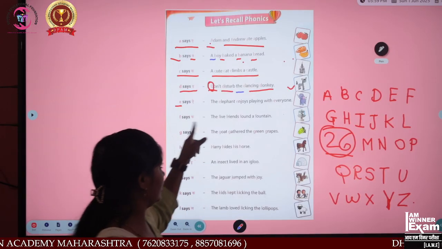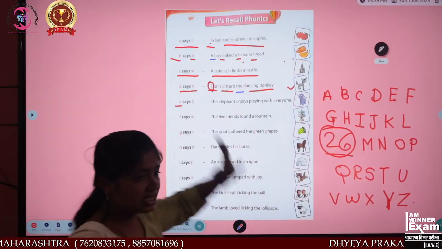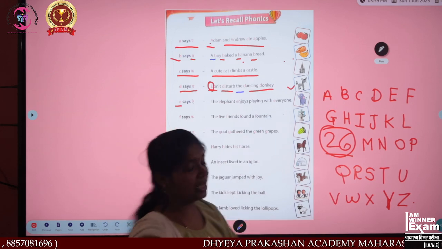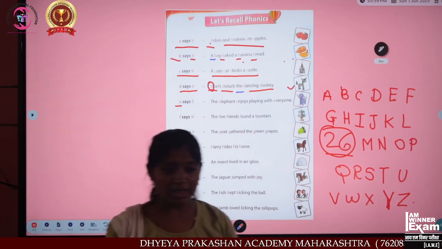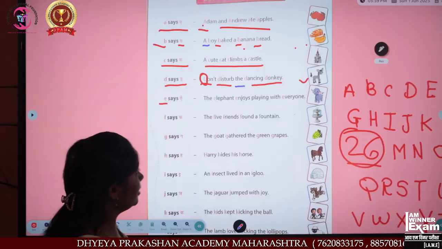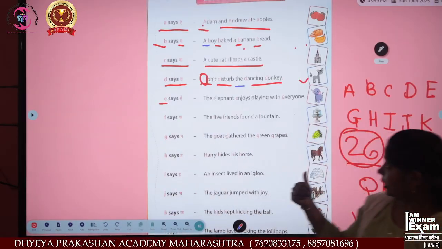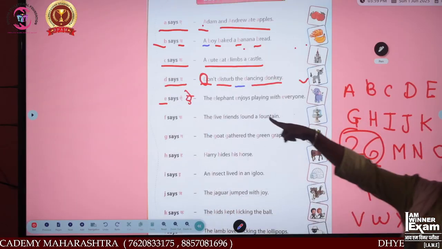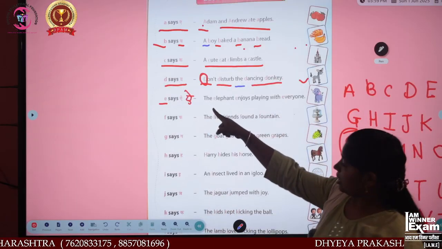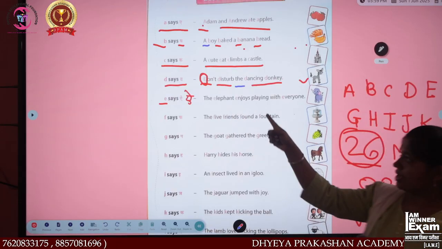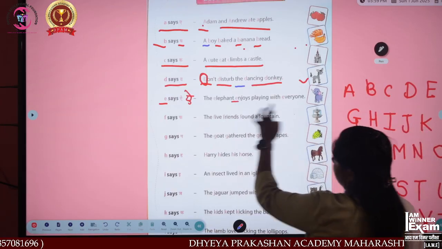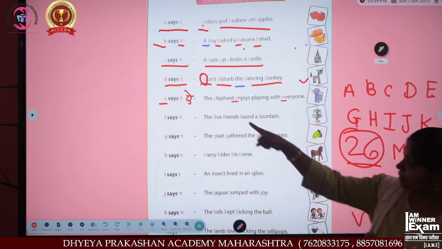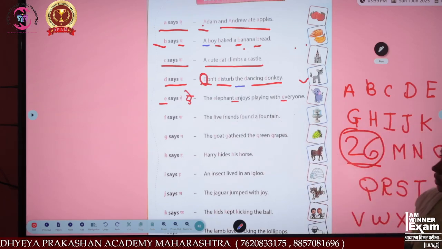Next is E says A. Elephant. The elephant enjoys playing with everyone. Okay? E says A.